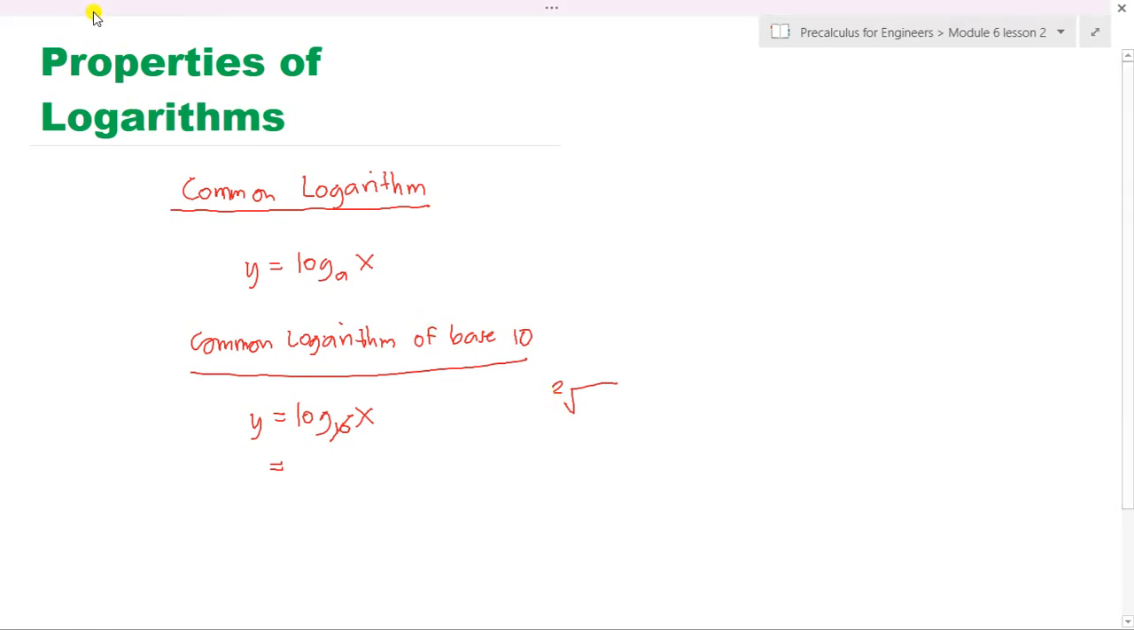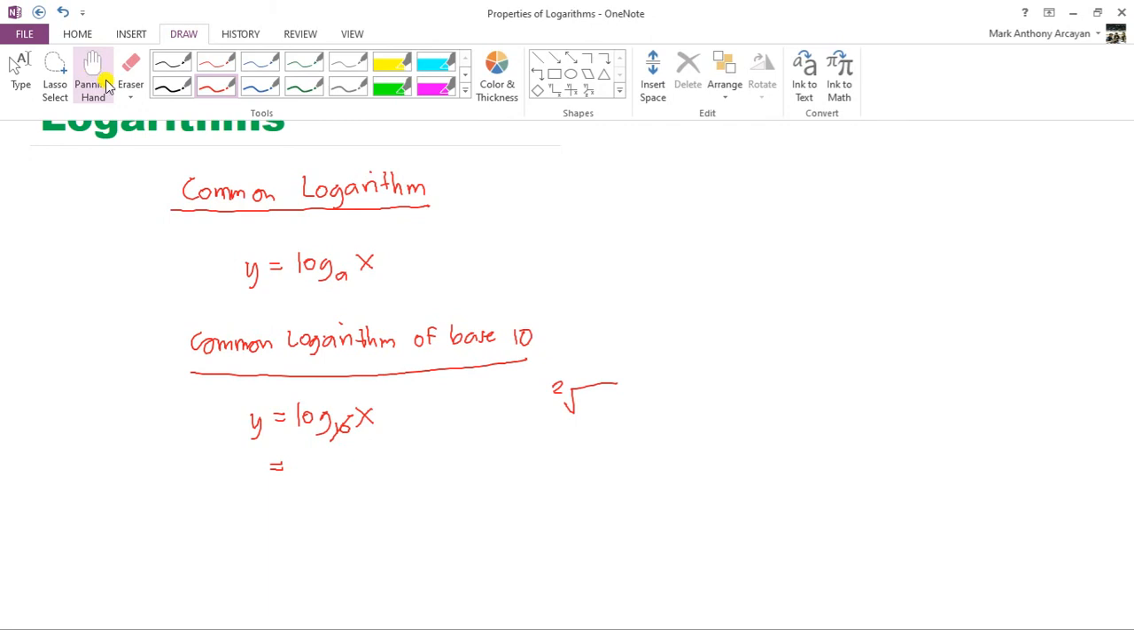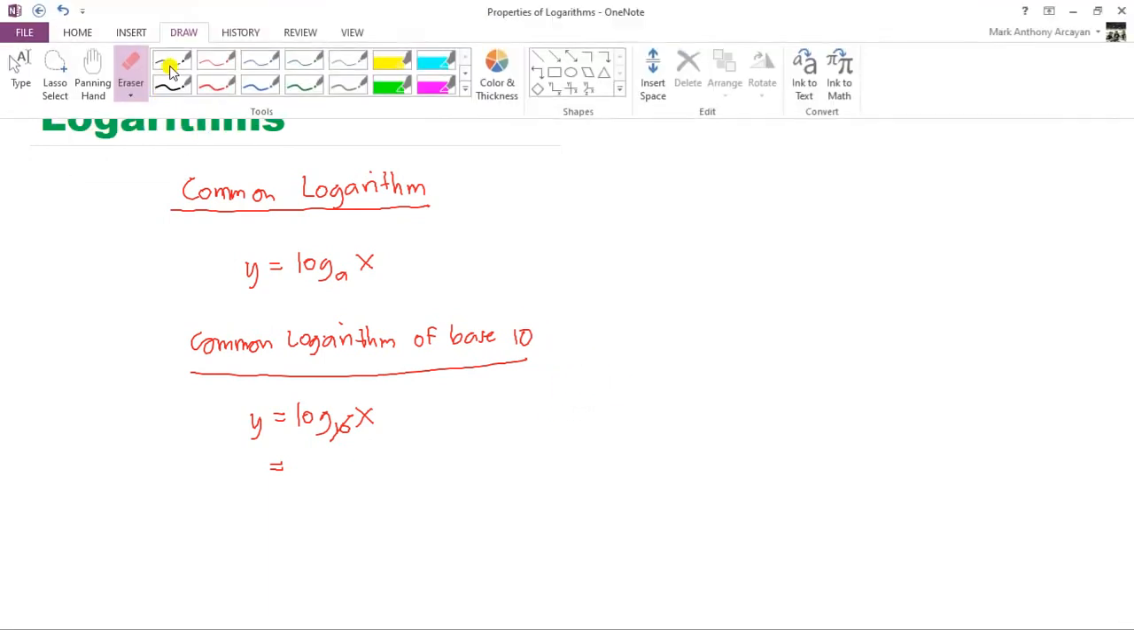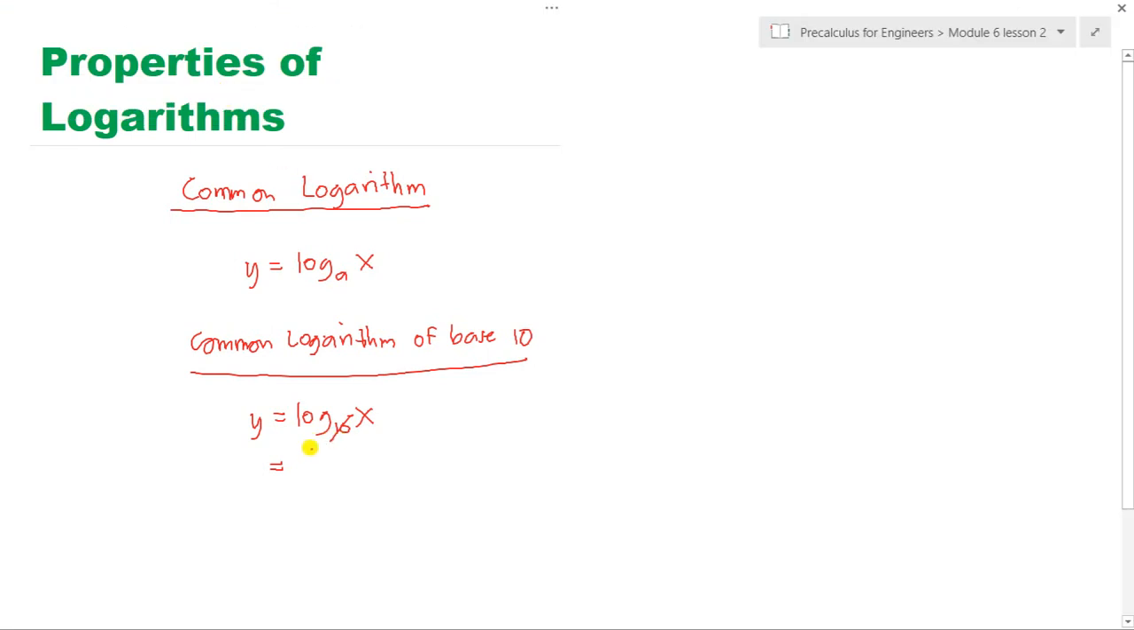It is the same with the log of a number with the base 10. We no longer write the 10 as a subscript. So the log of x, the number or variable x with the base 10, we simply write as log of x. You are not going to write the base number 10 anymore, and you can see this on the calculator as the log button.